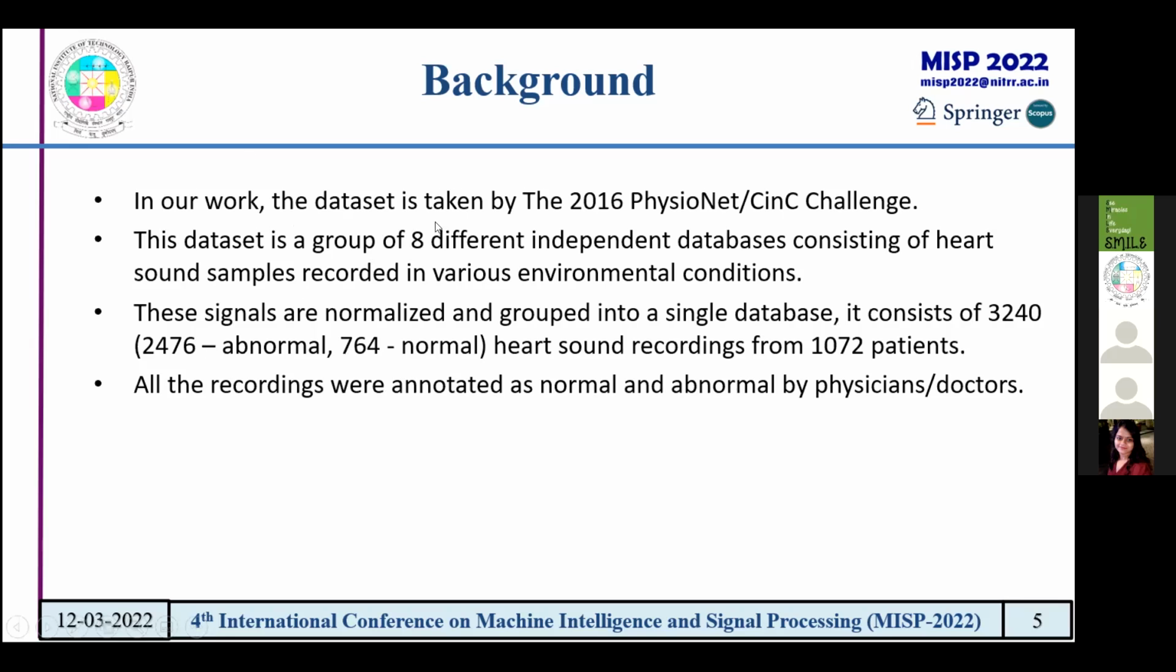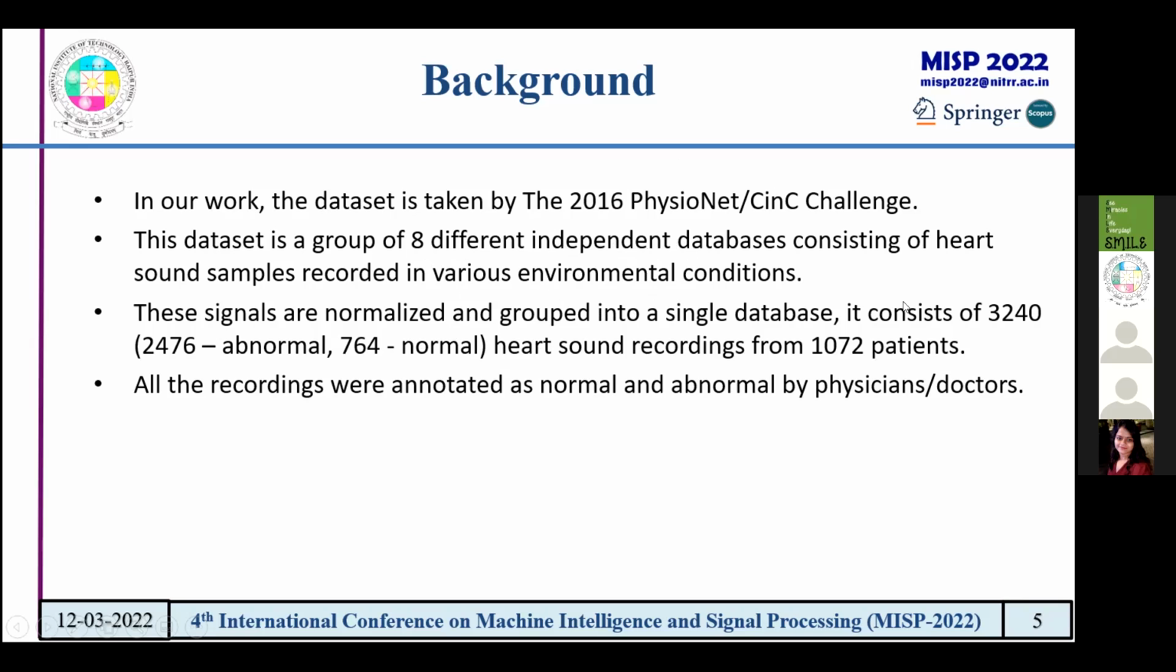So for this work, I have taken the Physionet challenge database. In this database, they have considered 8 different independent databases from different universities or different hospitals. These were available as 8 directories. I have considered 5 directories for training purposes, and the rest for testing purposes.